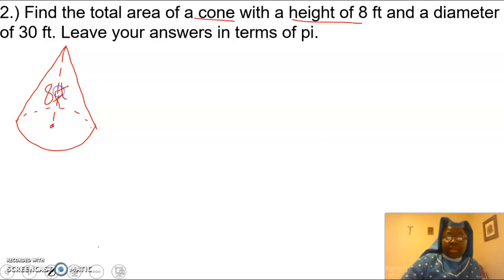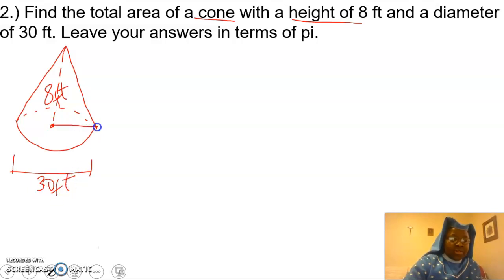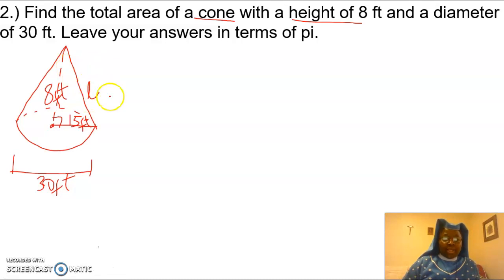Okay. And we are given the diameter. So the diameter runs from both ends, and is 30 feet. If the diameter is 30 feet, then the radius is going to be 15. So we can make that 15 feet. And that's the slant height. So we don't have it.